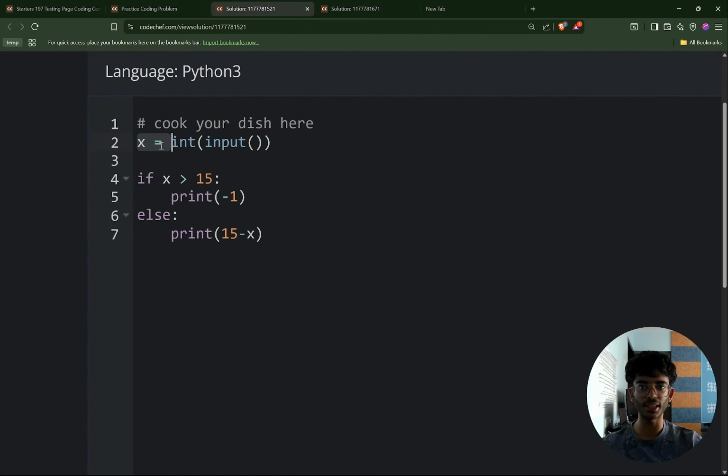So we'll begin by taking in the input of x as integer. And if x is greater than 15, we'll be printing -1. Otherwise, we'll be printing 15 minus x.